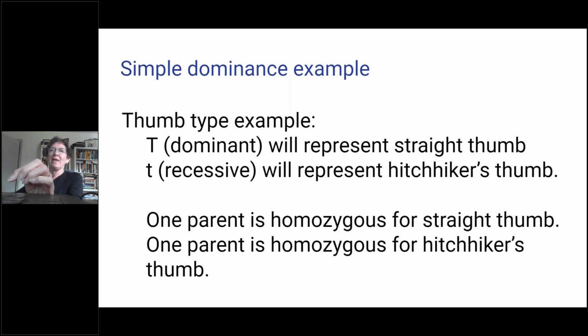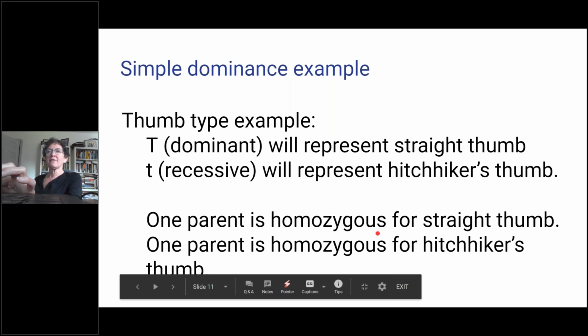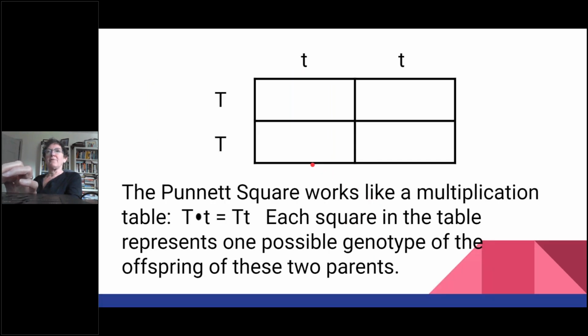Oops, we're not at the table yet. We have this. This is the example we're going to give you, and it's just simple dominance, not partial dominance. We have a thumb type where we're going to show that capital T is the dominant gene, and it's going to represent straight thumb. Lowercase t is the recessive gene, and that will represent a hitchhiker's thumb. In this example, we're going to have one parent homozygous for straight thumb and one parent homozygous for hitchhiker's thumb. So let's see what that looks like on our table.